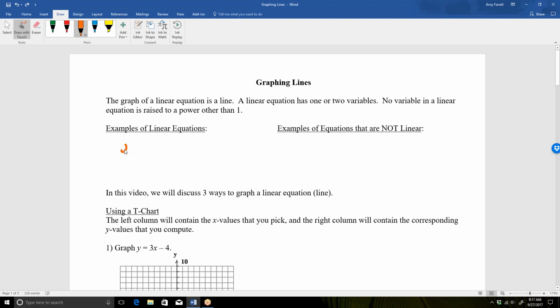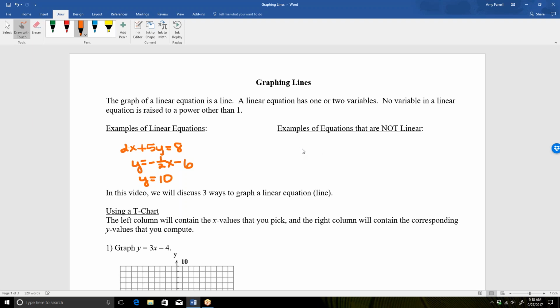You could have something like 2x plus 5y equals 8. That would be an example of a linear equation. You can have something like y equals negative 1/2 x minus 6. That would be a linear equation. You can have just one variable, y equals 10. And so if we were to graph these equations, it would be a line.